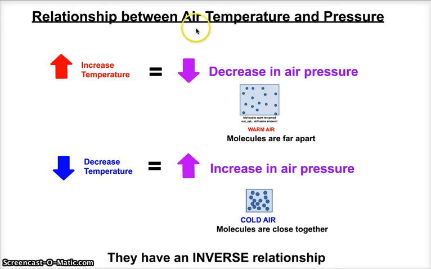So the relationship between air temperature and pressure that you need to remember is that they're opposites. If we have higher temperatures, we have lower air pressure. If we have lower temperatures, we're going to have higher air pressure. This is what we call an inverse relationship. Okay, you want to think of them as opposites.